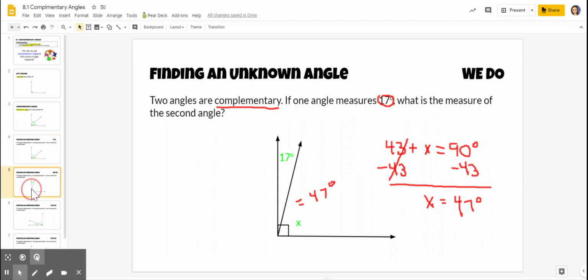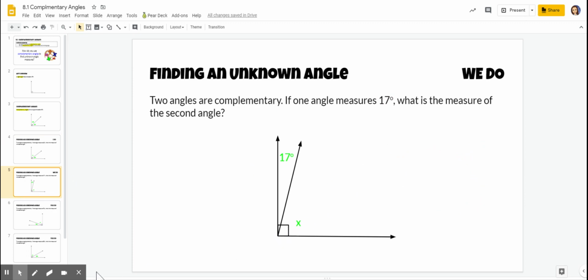Let's try another example. Take a look at this one. Two angles are complementary. If one angle measures 17 degrees, what is the measure of the second angle? So again, it's telling us that they are complementary. It's telling us that one of the angles is 17 degrees, and you can see we filled that in down here. And it wants to know what is the measure of the second angle. And since we don't know that yet, we've put an x here.